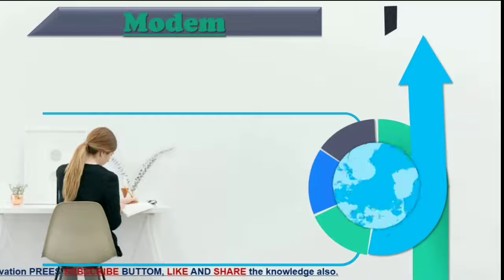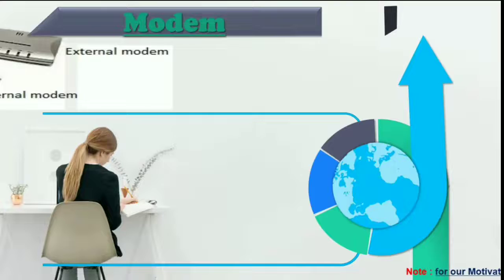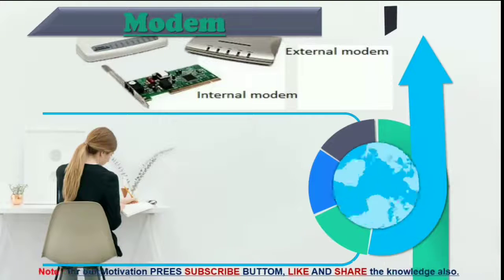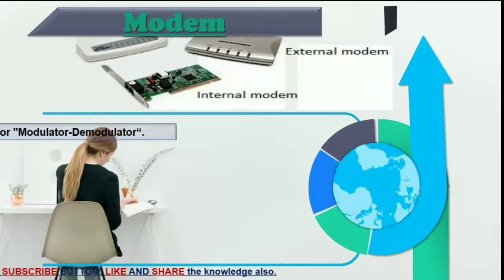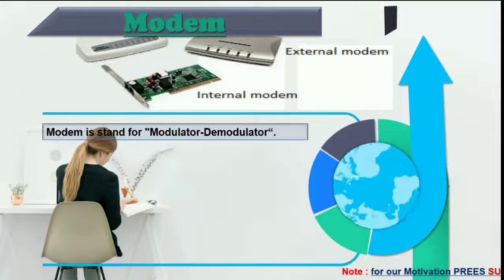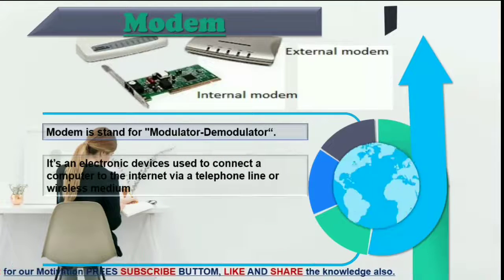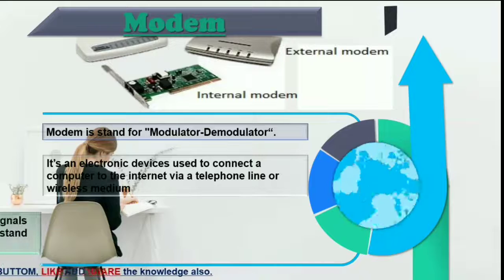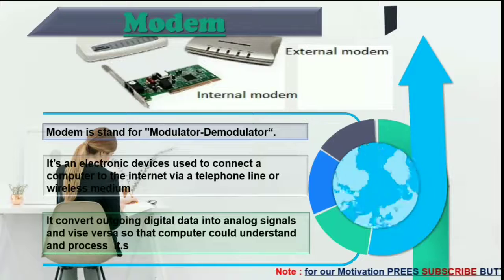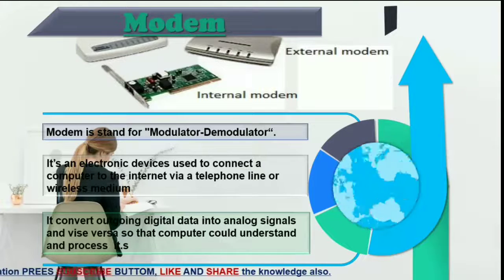The fourth device is the modem. Modems are of 2 types, external and internal. Modem stands for modulator and demodulator. Modulator means converting digital data into an analog signal, and vice versa, that is demodulator, so that the computer can understand and process it accordingly. It is an electronic device used to connect a computer to the internet via telephone lines or a wireless medium. So today you understood some common networking devices.